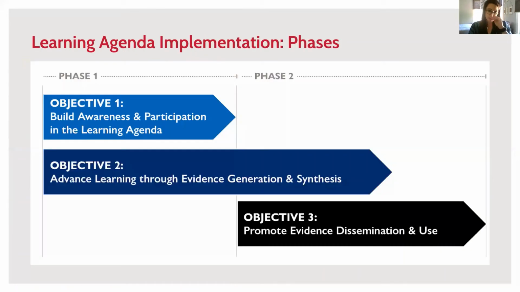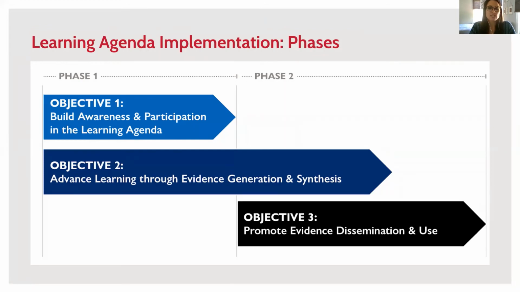So our plan for implementation includes 3 objectives over 2 overlapping phases. During our first phase, phase 1, the USAID Center for Education and USAID Washington have 2 objectives. Our first objective is to build awareness of the higher education learning agenda by promoting it through forums like this presentation, so that we can begin to work on objective 2, advancing learning by working internally and with partners to design activities that generate and synthesize learning.